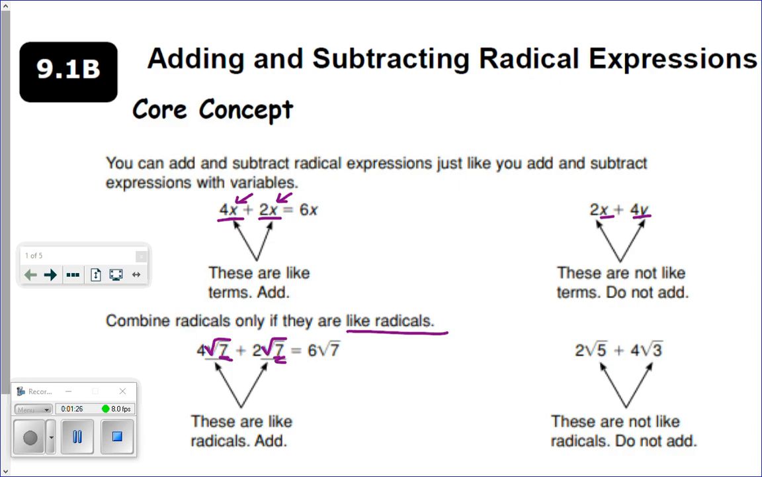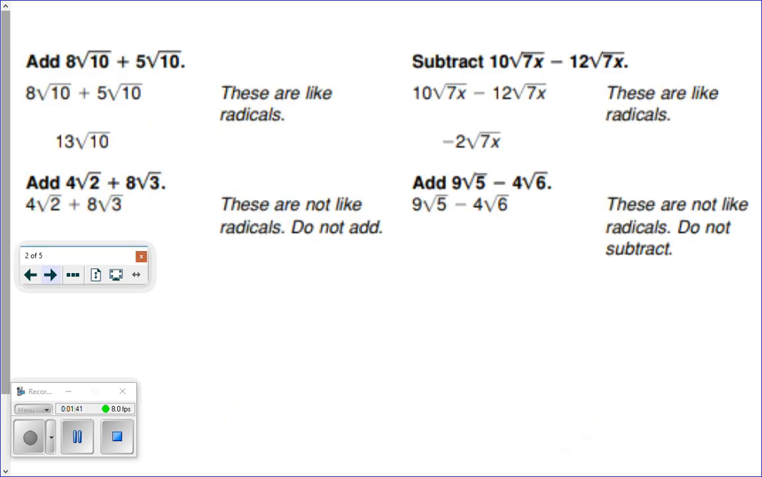Okay. If the radicals do not match, square root of 5 and square root of 3, for example, it's very much like with terms that don't match. We just leave them next to each other. We don't add or subtract them. We just leave them side by side. Okay. So you have a couple of more examples here.